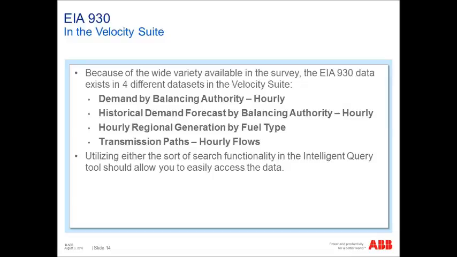As far as where to find this in the Velocity suite, there's 4 data sets that it's going to exist in: demand by balancing authority area hourly, historical demand forecast by balancing authority hourly, hourly regional generation by fuel type, and transmission paths hourly flows. I would highly recommend that you use the sort and search functionality in the intelligent query tool if you're trying to find this data. If you search for EIA 930, you will find all 4 of these data sets, and they're fairly user-friendly and easy to navigate.